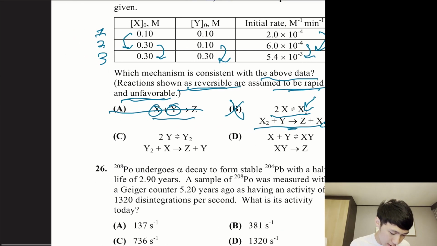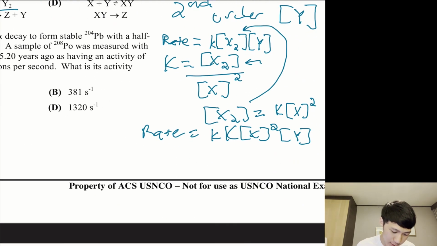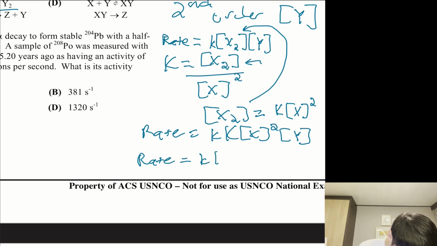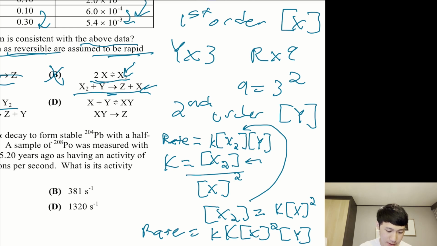Now, looking at mechanism C, we see that this is actually the same exact mechanism, except the identities are switched. So the Y goes first, you can form Y2, and that reacts with X. So we would expect this to give the flip-flop of the reaction order, and this would give us rate equals k times Y squared times the concentration of X. If we did the same exact derivation, we would find this. And this actually matches our experimental data because it's second order in Y and first order in X.